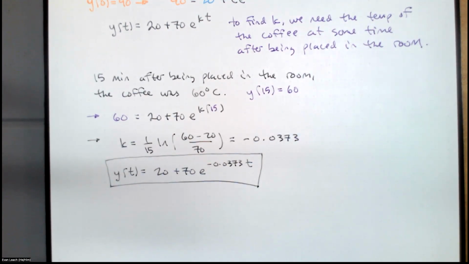Notice that 70, that coefficient, came exclusively from the initial condition. The negative 0.0373 came from how the coffee is cooling off in the room. So we needed another piece of information. It makes sense. We had two things that we didn't know, so we needed two pieces of information to find them out.